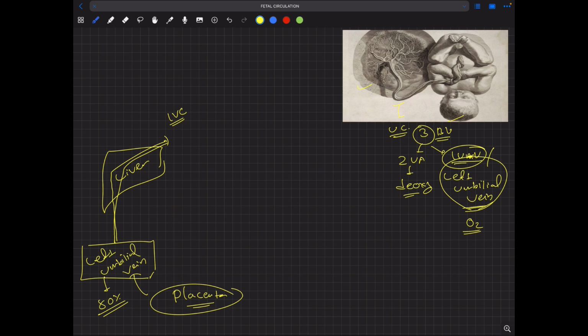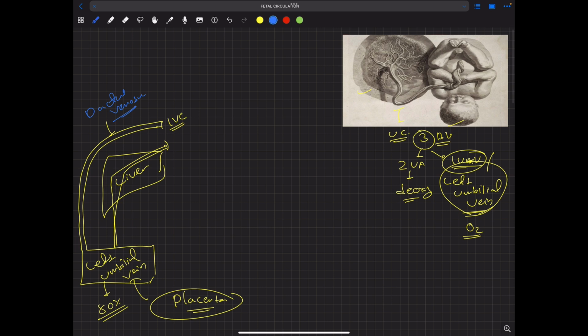There is another shunt that directly connects the inferior vena cava and the left umbilical vein. This shunt is known as the ductus venosus. Most of the blood from the left umbilical vein passes through the ductus venosus and reaches the IVC. A very small amount of blood goes through the liver and reaches the IVC. Now, from the IVC, there is the SVC also present. From the IVC and SVC, the blood drains into the right atrium.